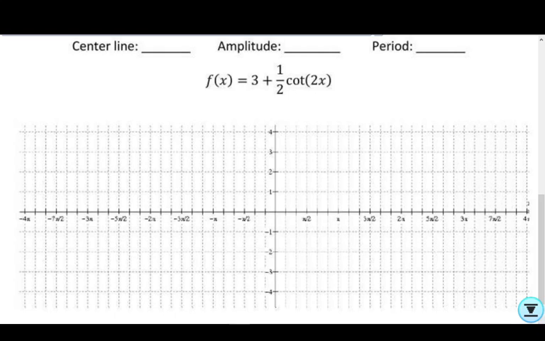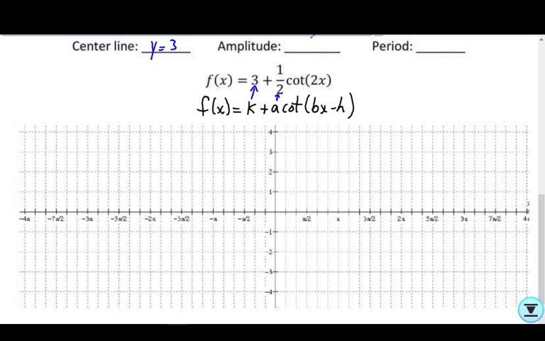Okay, so now we're going to transform cotangent. And again, basically I'm going to be doing the same thing we've been doing. So k plus a cotangent of bx minus h. Okay, so again, this is my k, that's my center line. So my center line's at y equals 3.